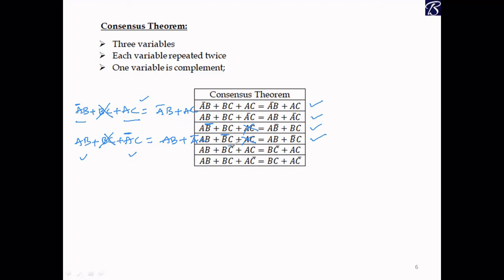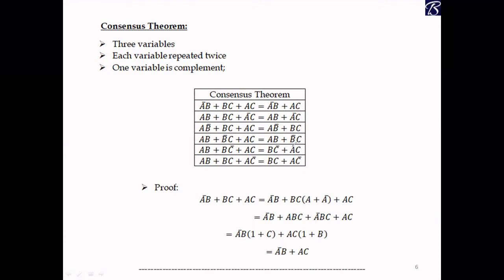Here you observe the C bar is here, and C is here and C is here. So the C term is not there here, so that one is redundant. So the answer is BC bar plus AC. Now observe the last expression where the complement is at C. So here the C term is there, the C term is there. In this, the C term is not there, then remove that one, that is redundant. And the answer is BC plus AC bar. So this is about the consensus theorem.